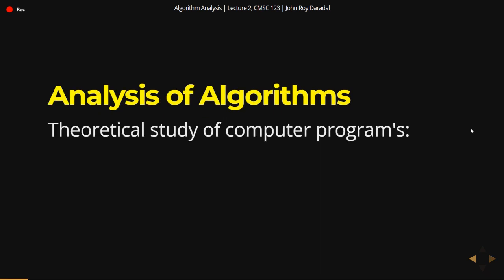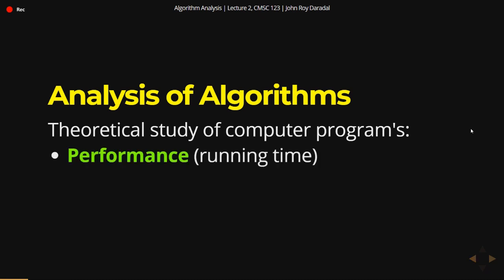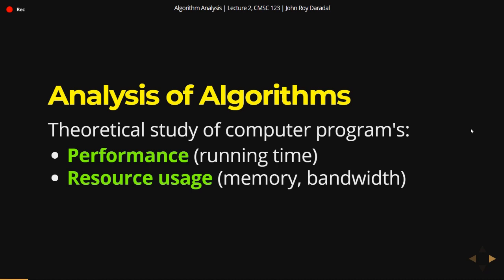So this is how we analyze our algorithms. Analysis of algorithms is the theoretical study of a computer program's performance, meaning its running time and resource usage. So how does it utilize the memory and the bandwidth, for example?